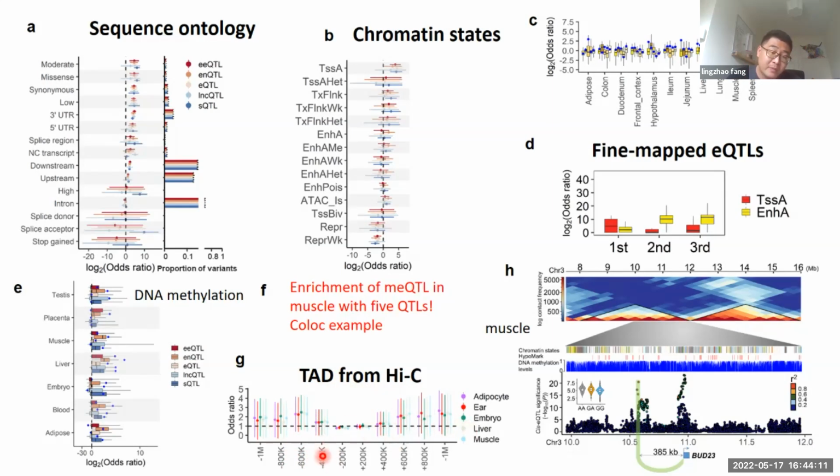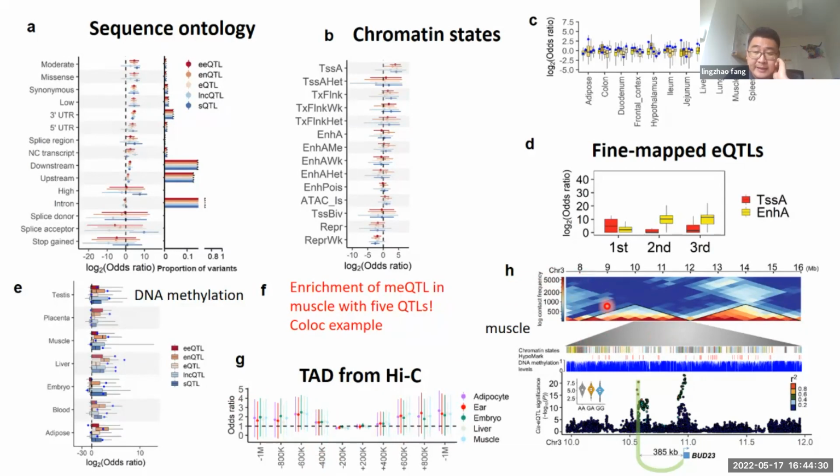So it's when the cis-eQTL is over 400 kilobase pairs away from its target gene that you can start to see the significant enrichment. And the H panel is just one example.